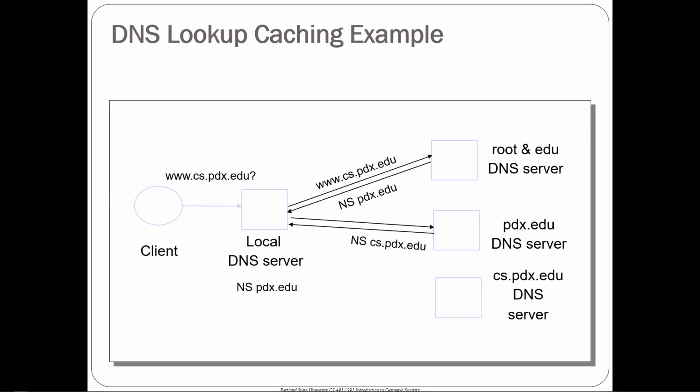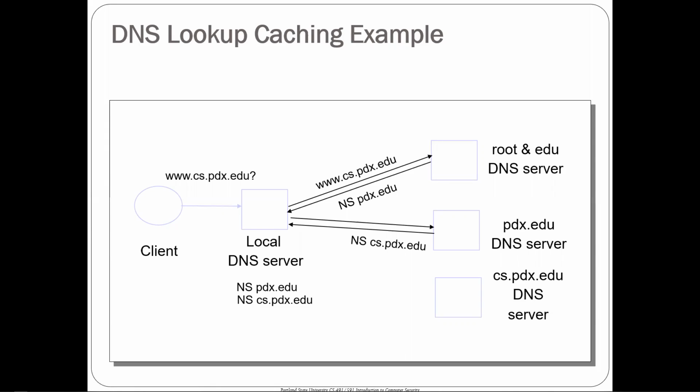And then you can say, oh, I know the authority for pdx.edu. Can I ask this authority for www.cs.pdx.edu? And then this DNS server says, you know what? I don't have that A record, but I have the authority of the next subdomain down, and that's cs.pdx.edu's DNS server. This gets cached as well, right? So you're caching all of the lookups that you have done as part of the hierarchy.